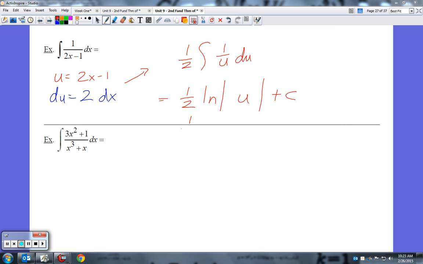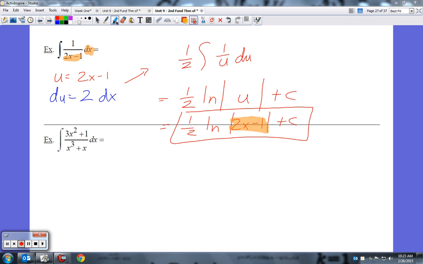2x minus 1. 1/2 natural log of 2x minus 1. Some people missed that with bonus points today, because it was asked in terms of x, also in respect to, we need to give an answer like this.